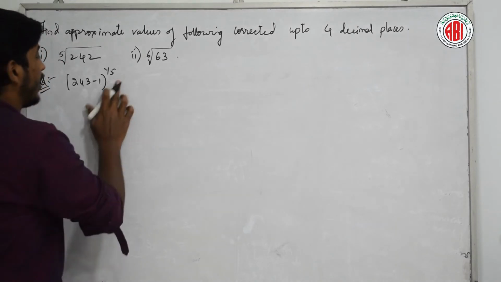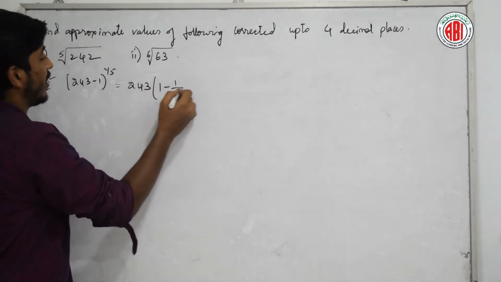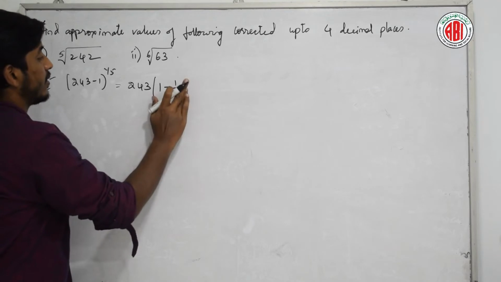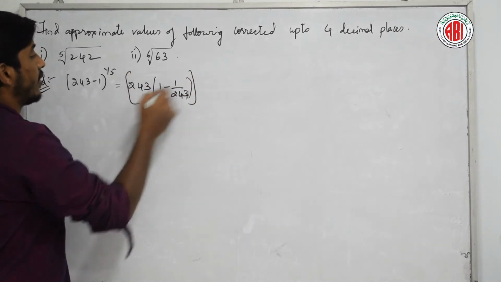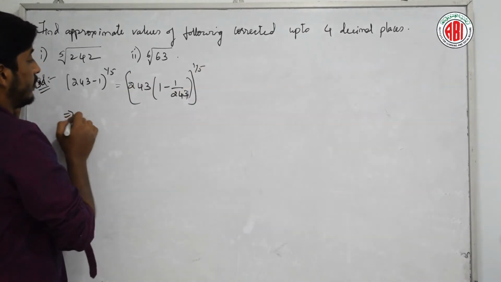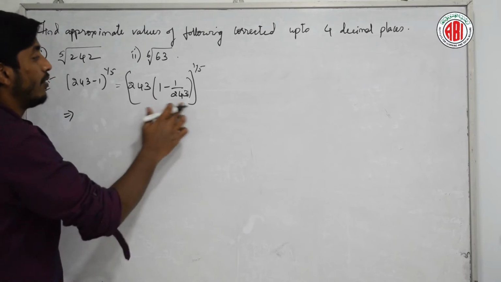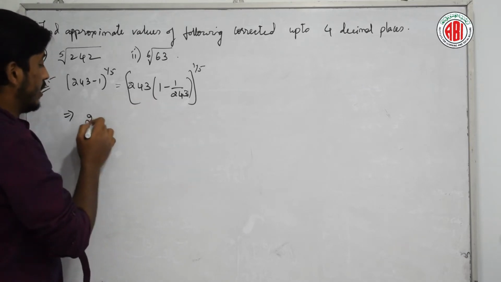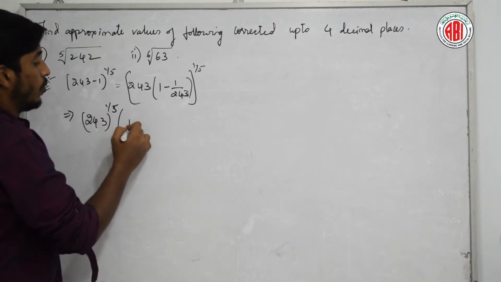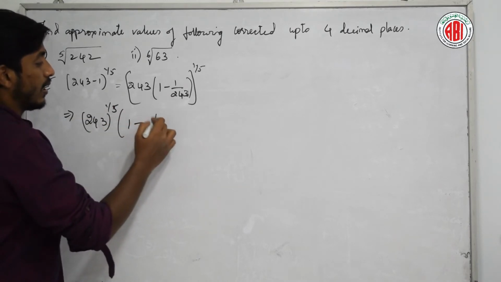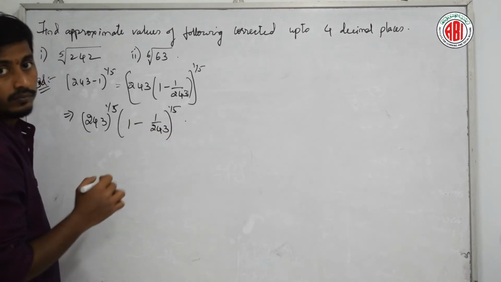So instead of that, let us take 243 as common. This will be 243 into 1 minus 1 by 243 whole power 1 by 5. Is it right? Yes or no? So now let us take it as 243 power 1 by 5 into 1 minus 1 by 243 whole power 1 by 5. Is it okay?